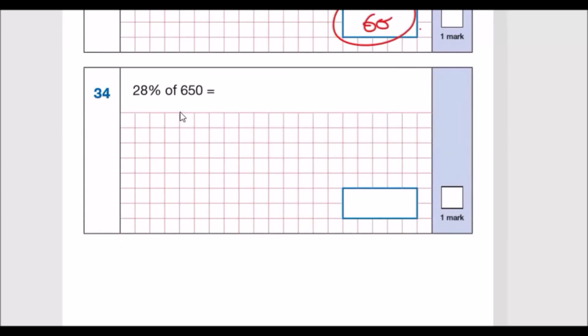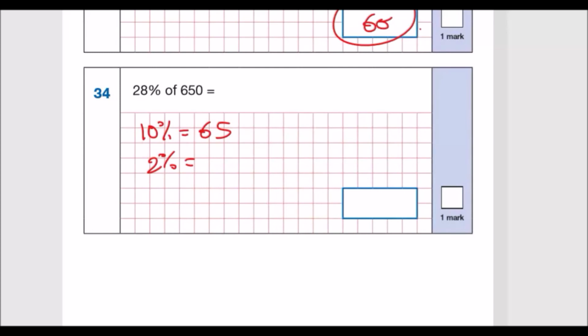Number 34, again another percentage. 28% of 650. Find 10% first of 650, which is 65. Then let's think about it. What we could do is find 20% and find 8%. Find 1%. Actually, we don't even need to do that. We can be clever about this, yeah? Let's find 2% and times that by 4. If you find 2%, literally divide this by 5, which is easier to do, by the way. Actually, you know what?